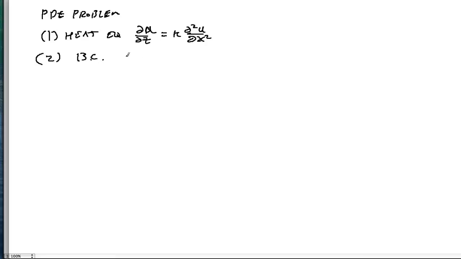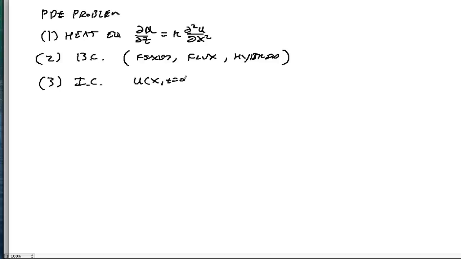The second is boundary conditions. And remember, there's fixed, there's flux, and then there's those hybrid. And those are three different types of boundary conditions. We could, of course, have other types of boundary conditions, but those are just three categories that we're going to explore in the near term. And finally, we need initial conditions: u of x, t equals 0 is equal to f of x. With these three together, we can then determine solutions.